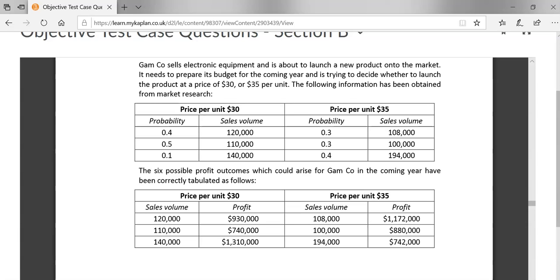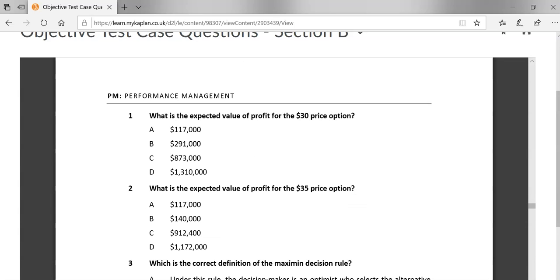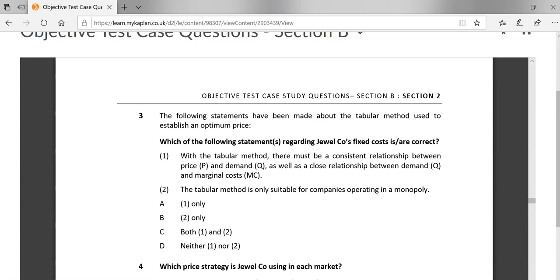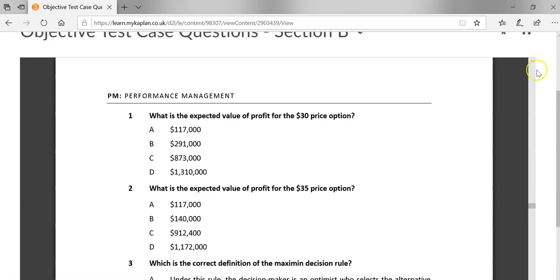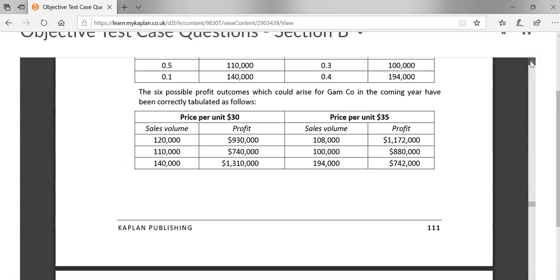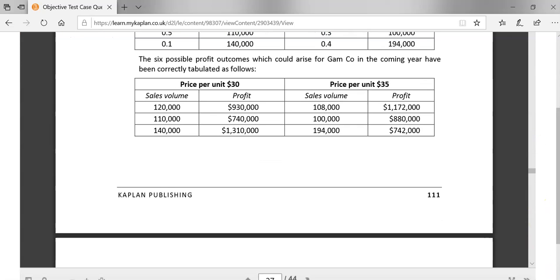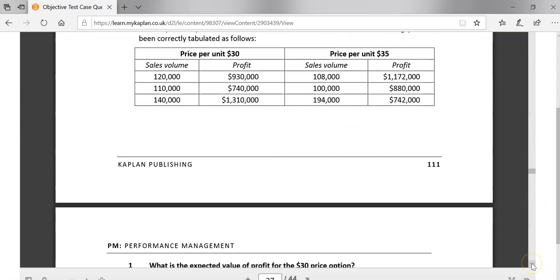Given that, the first question asks, what is the expected value of profit for the £30 option? And expected value is average, ultimately, if you remember. So they're asking us, what is the expected value? Let me see if I can catch these two on the same screen at the same time. What is the expected value for the £30 price option?